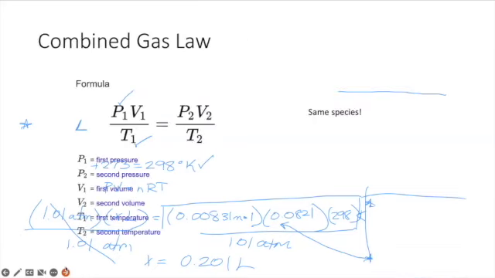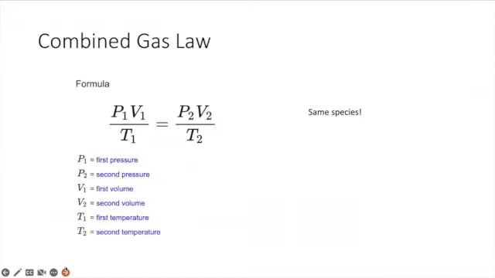So the next gas law I want to talk about is the combined gas law, in which we can compare the same species on both sides and compare how they will change if we change pressure, volume, or temperature. So this is very similar to the relationships I was trying to describe to you earlier, right? This is the formula in which we can go ahead and apply that principle.